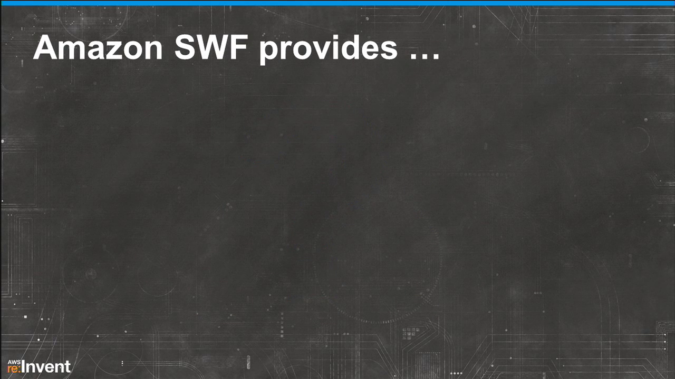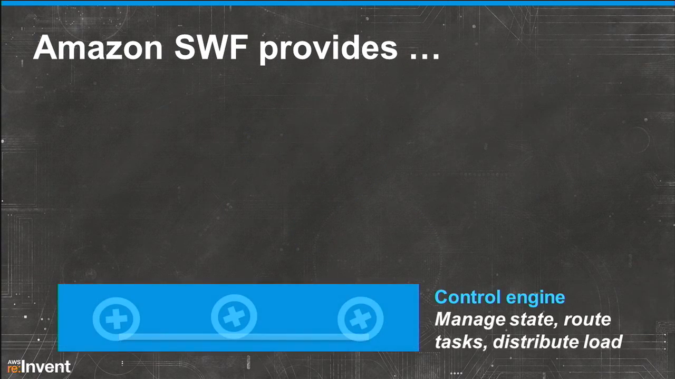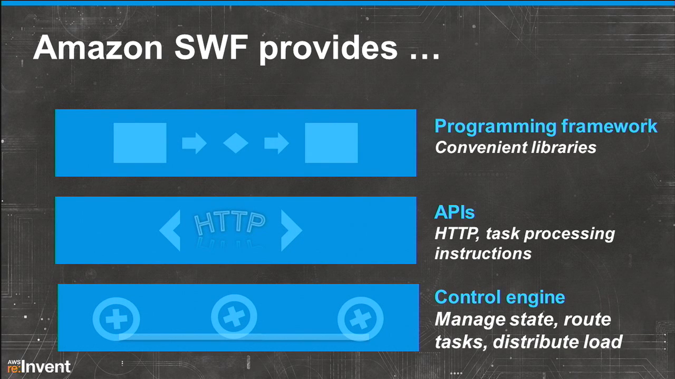Well, that's where Simple Workflow comes in. Simple Workflow provides customers with three fundamental components to be able to handle these kinds of issues. We give you a control engine that manages your state in the cloud. We route your tasks and distribute the load based on this control engine. We give you HTTP APIs to build your logic on top of the control engine. And then we offer a programming framework that's a higher level abstraction on top of the APIs in Java and Ruby.